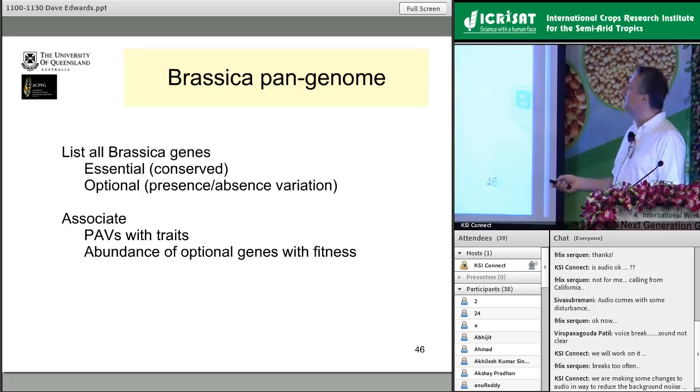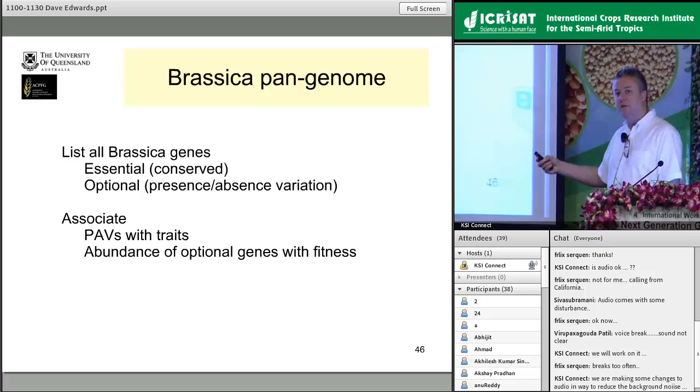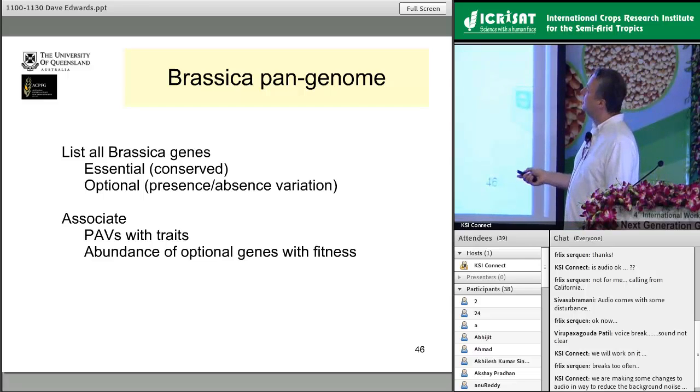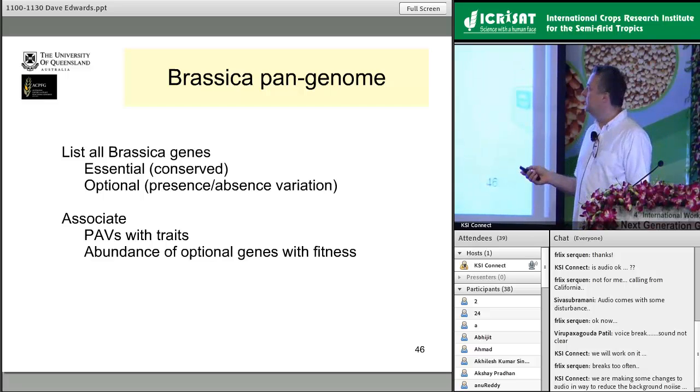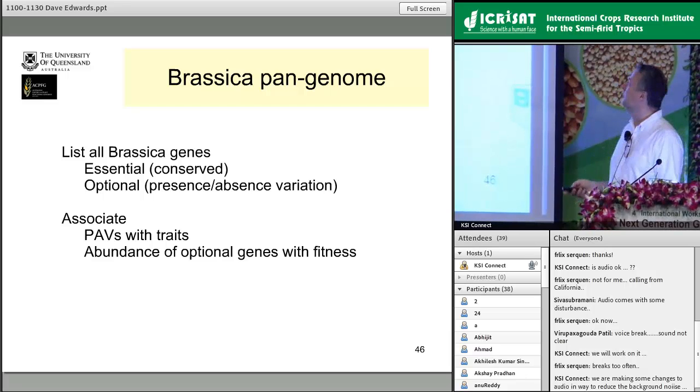Once you've got this information, you can start to associate the presence absence variation with traits. There's one lot of evidence that we can do very easily, especially for disease resistance, but also for other traits, which we associate presence absence variation with. Also, there's quite a bit of evidence coming out now that the abundance of optional genes matters: the more of them you have in the genome, the fitter the plant tends to be. So there's a potential to do crop improvement based on selection for more and more of these optional genes. This is still very early stages, but I think it's in the right direction.